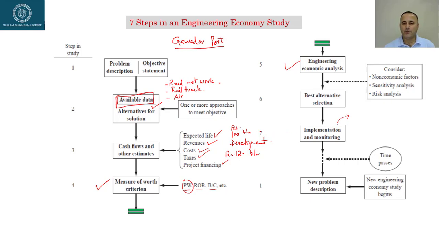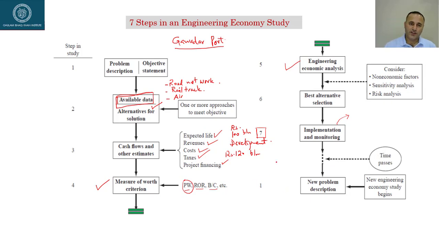This step will most likely not be done by the same person. So starting from 1 to 6, it will be done by one person. The implementation and monitoring will be done by somebody else. Most of the time, it's actually the consultant who does this part, okay? Once the whole project cycle completes, of course, the company is free to go and, let's say, execute another project. So they start with step number 1 again.